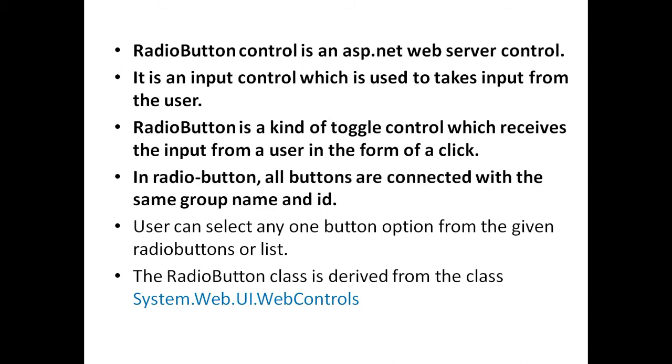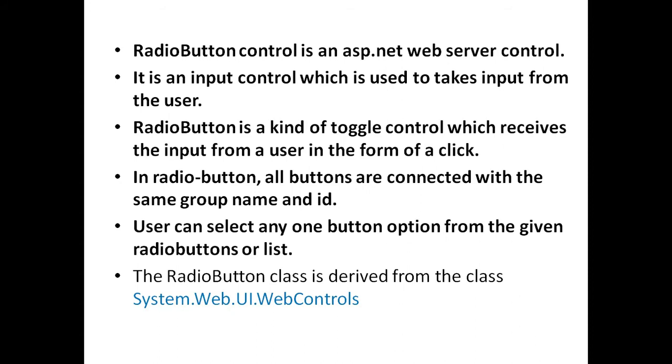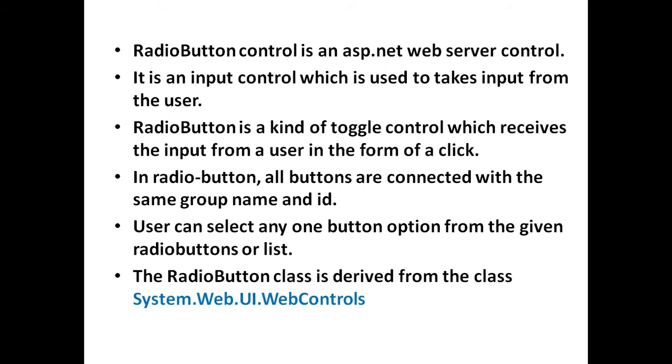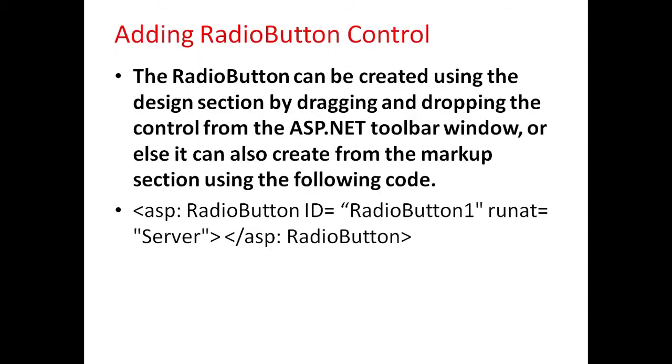In RadioButton, all buttons are connected with the same group name and ID. The user can select any one button option from the given radio buttons or its list. The RadioButton class is derived from the class System.Web.UI.WebControls. The radio button can be created using the design section by dragging and dropping the control from the ASP.NET toolbar window, or it can be created from the markup section using the following code: asp:RadioButton ID="RadioButton1" runat="server".